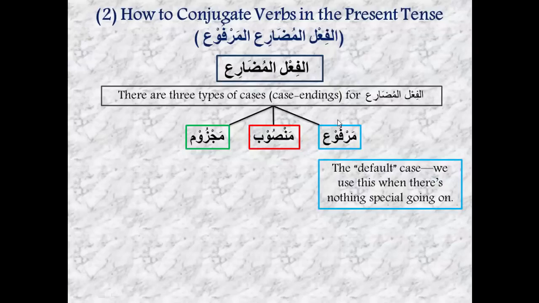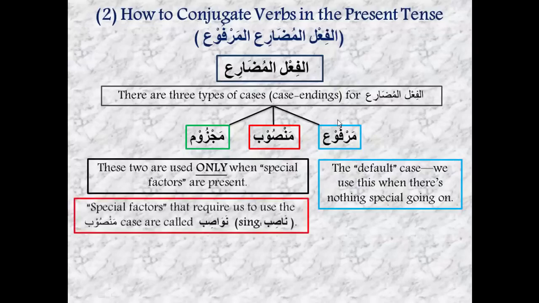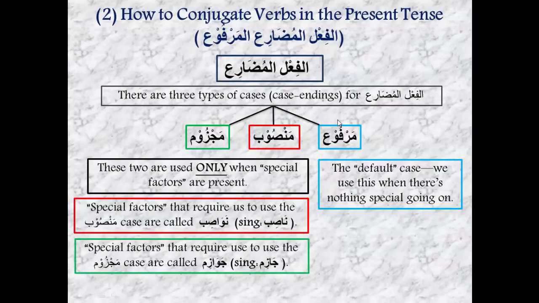That means we would use al-fi'l al-mudari' al-marfu'. As for the other 2, they are used only when special factors are present. Special factors that require us to use the mansub case are called nawasib, singular nasib. And special factors that require us to use the majzoom case are called jawazim, singular jazim. We'll be talking about the mansub and the majzoom and their respective nawasib and jawazim in the next lesson, inshallah. For this lesson, we'll be focusing on the marfu' case, the default case.